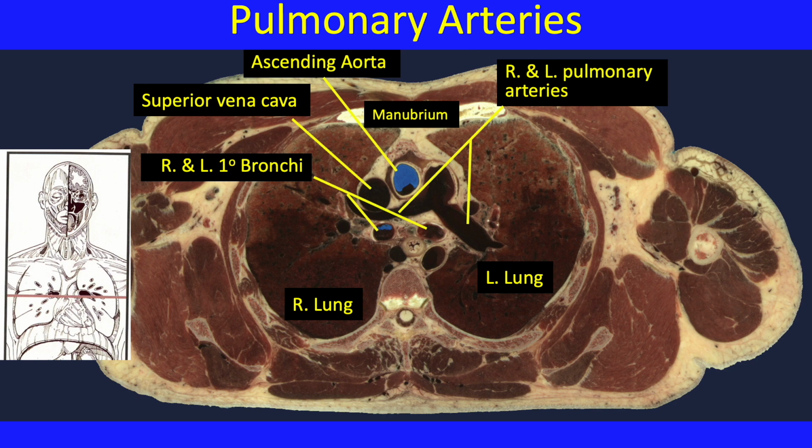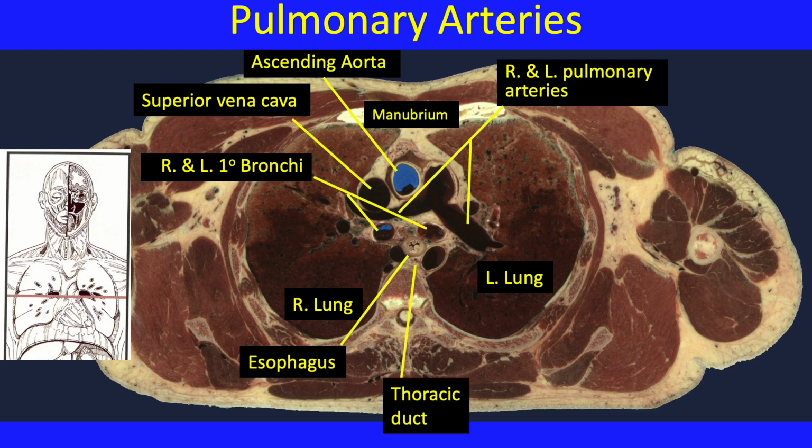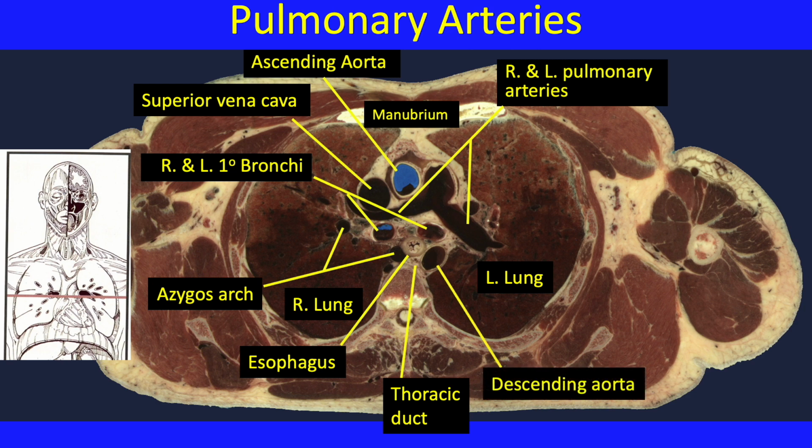What does this tell us about where the section was taken? Just below the sternal angle. Hence, we should still be able to see the esophagus and the thoracic duct. And now clearly the two ends of the arch of the azygos vein. Finally, the ascending aorta makes its appearance.